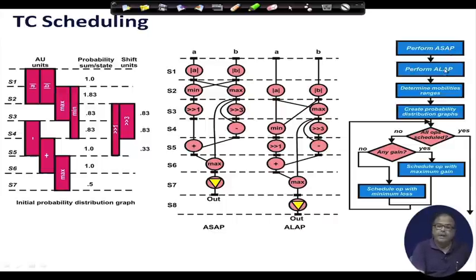We perform the ASAP and ALAP and then determine the mobilities. Now, we are taking recourse to another approach, which is we create the probability distribution graphs. Based on that, we go on scheduling the operators. If all our operations are scheduled, fine. Otherwise, we will go for the maximum gain. Where do we gain maximally? If they are same, then we go for the minimum loss, and we carry out this algorithm.